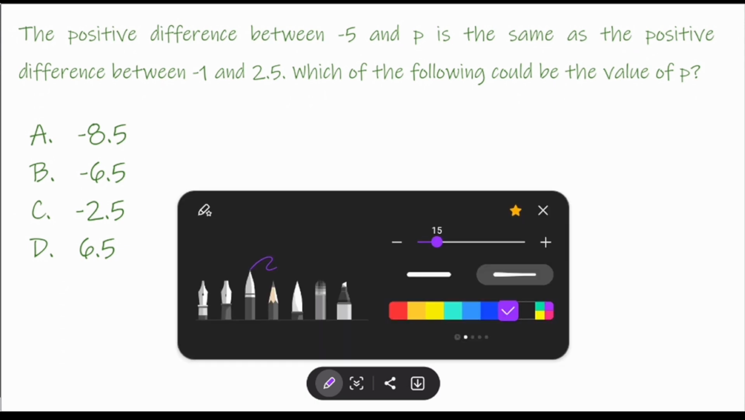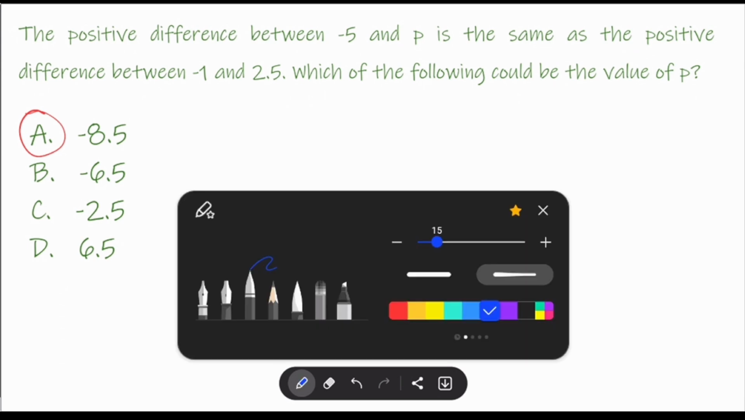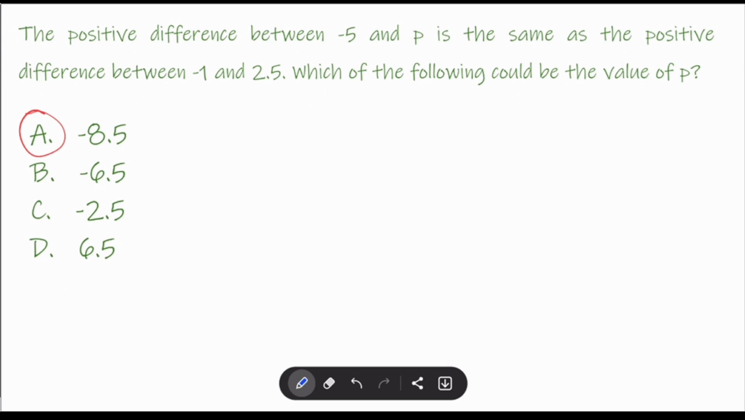So the correct answer for this problem is actually letter A, -8.5. So let me teach you how to get that answer. It says that the positive difference between -5 and p is the same as the positive difference between -1 and 2.5. So it says that it's positive difference.